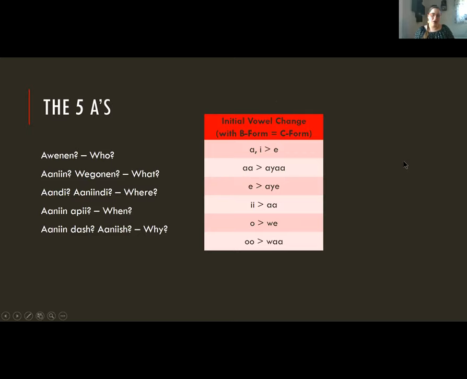So moving into the five A's. So in English, we have the five W's. In Anishinaabemowin, we've got the five A's. So awaynin is who? Awaynin. Anin is what? Or wagonin is also what? It is a shortened form of awaygonin, which actually starts with an A too. And then for where, we have onde or aninde.